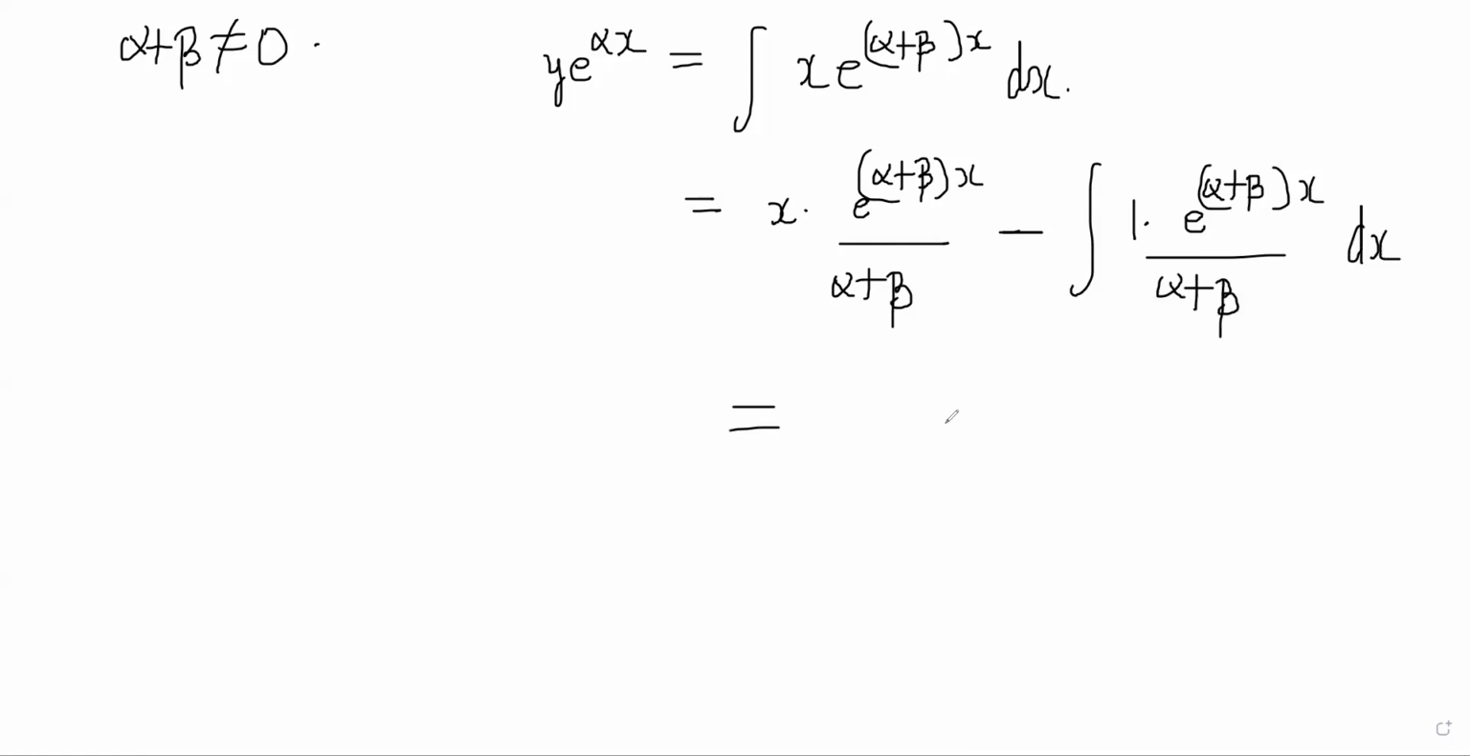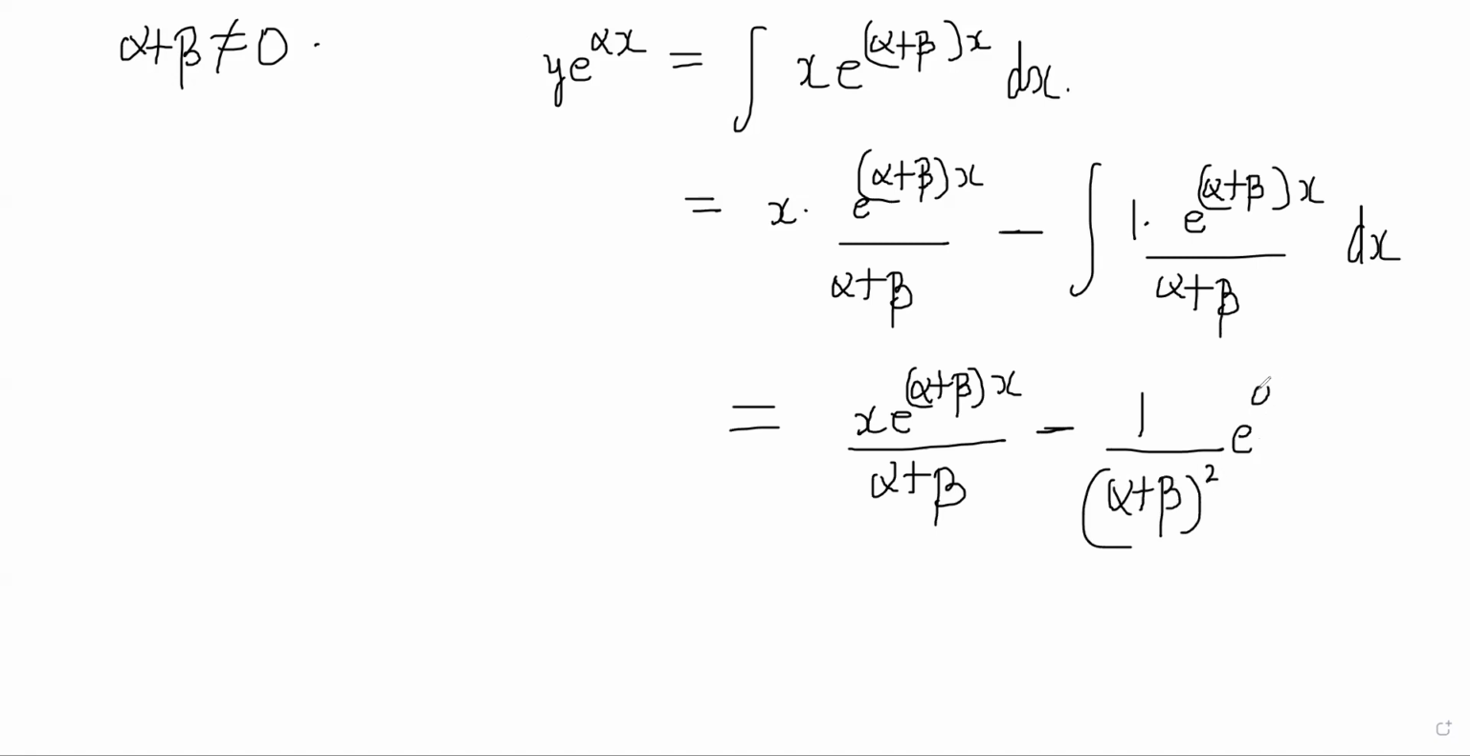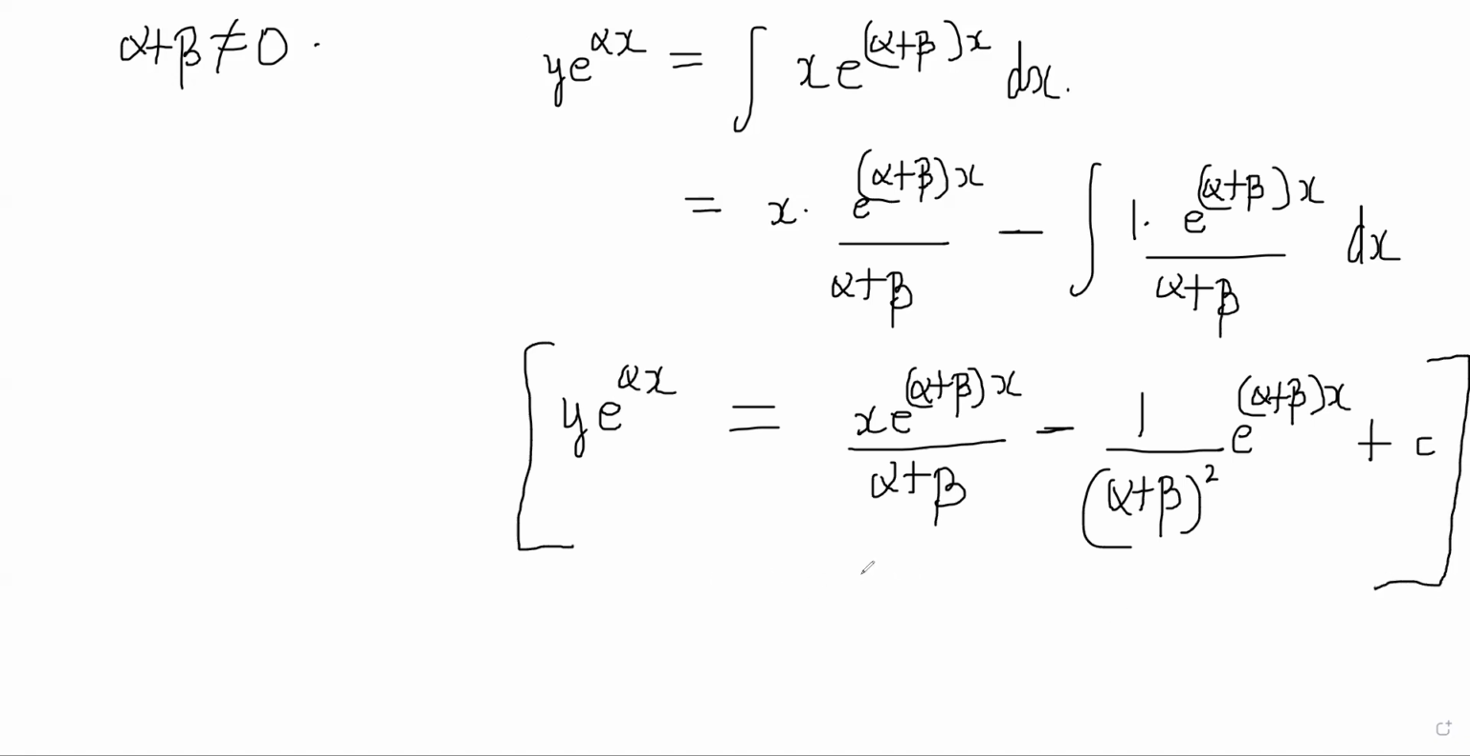So this becomes equal to x e power (alpha plus beta)x by alpha plus beta, and another integral of this will make it 1 by (alpha plus beta) whole square e power (alpha plus beta)x. That is my solution. I will add a plus c constant, and y e power alpha x is equal to this. This is my solution of the differential equation.